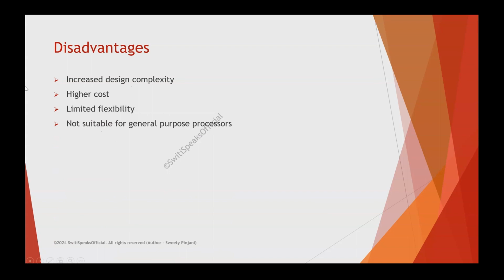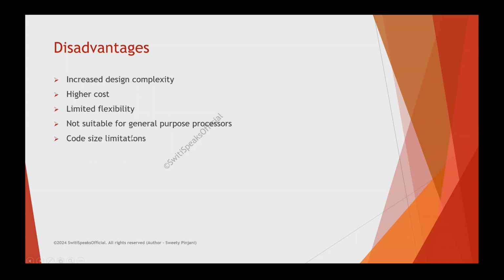That is why it is not suitable for general purpose processors. Why? Because there is increased cost. And in case of general purpose processors, we first of all need simplicity. We don't need complexity. And general purpose processors are very cost effective. So you can't have the higher cost. That's why Harvard architecture is not suitable for general purpose processors like your personal computers and laptops. So in case of personal computers and laptops, we use von Neumann architecture.